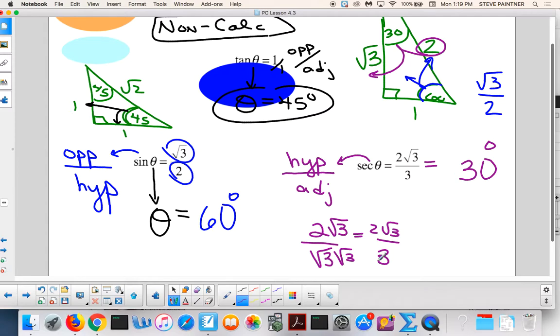Yes, 30 worked. Now guys, if I would have picked 60, do you realize 60 would have been wrong? Because 60 would have been what? Hypotenuse is 2 over the adjacent to 60, which is 1. Is 2 over 1 this? No. 60 did not work.